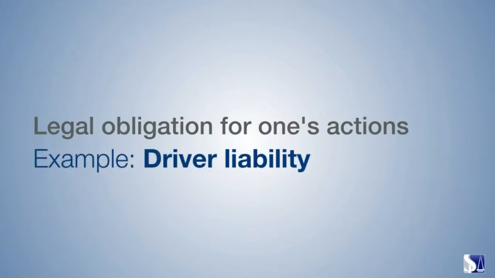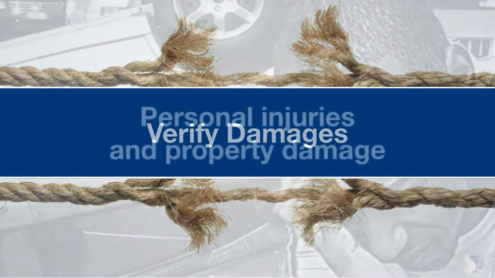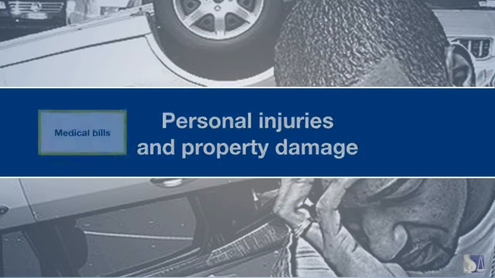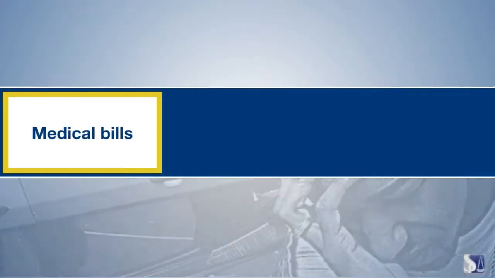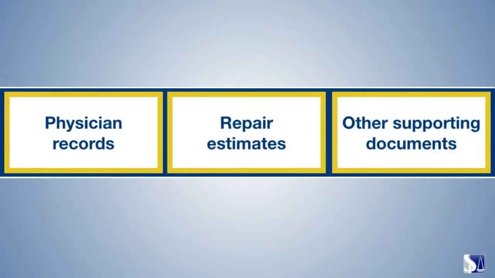Sue flipped the headlight switch, but the headlights didn't come on because of a defect in the car's electrical system. Sue is still negligent for continuing to drive with the lights off, but the car's manufacturer may share some liability because of the electrical defect. 5. Verify damages. Damages encompass the personal injuries and property damage caused by the accident. Damages can be verified through medical bills, physician records, repair estimates, and other supporting documents or photographs.